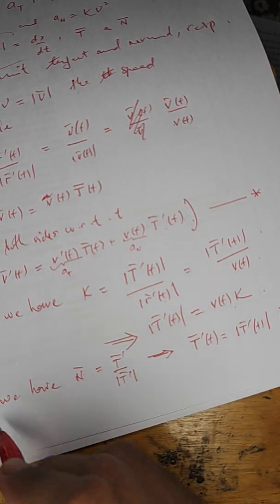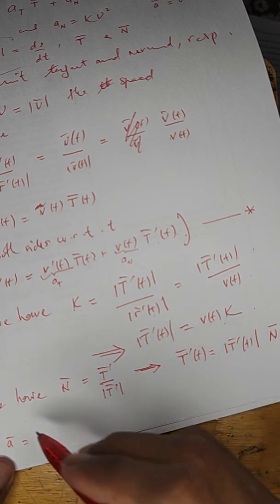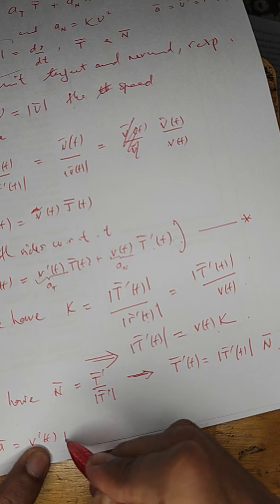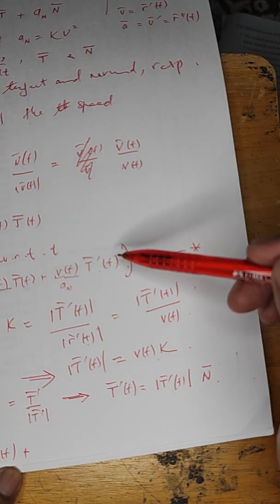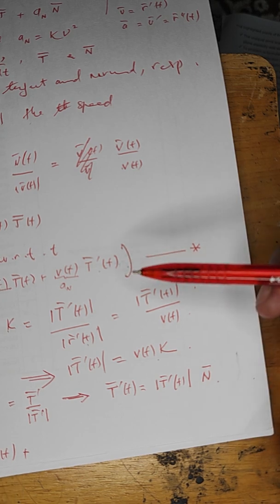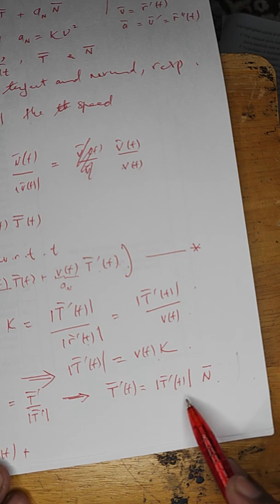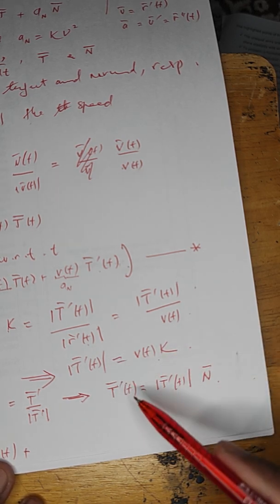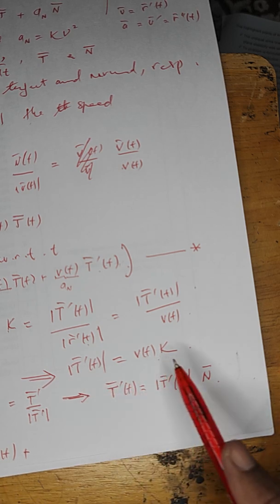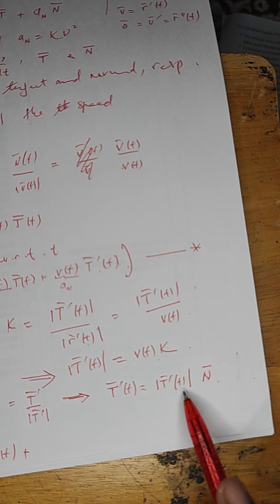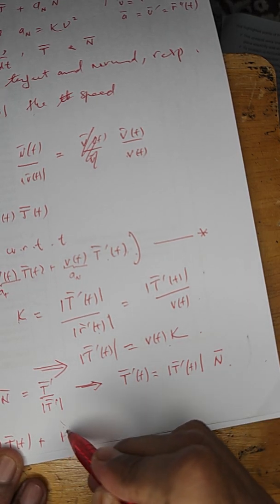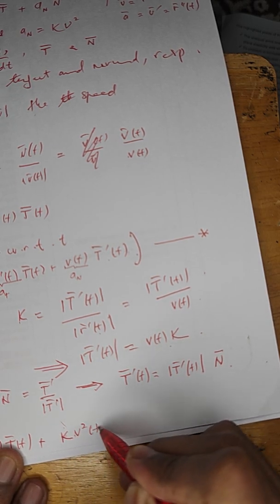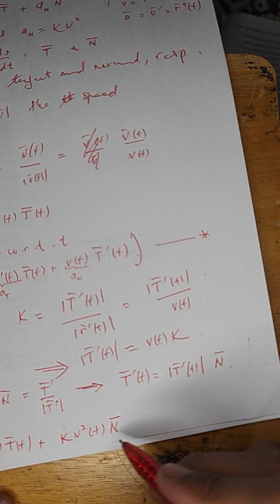Therefore we have a given as v prime T plus v times T prime, where the magnitude of T prime is here, so N we need to substitute here. So what we have is kappa v squared N. Okay, this is what we wanted to prove.